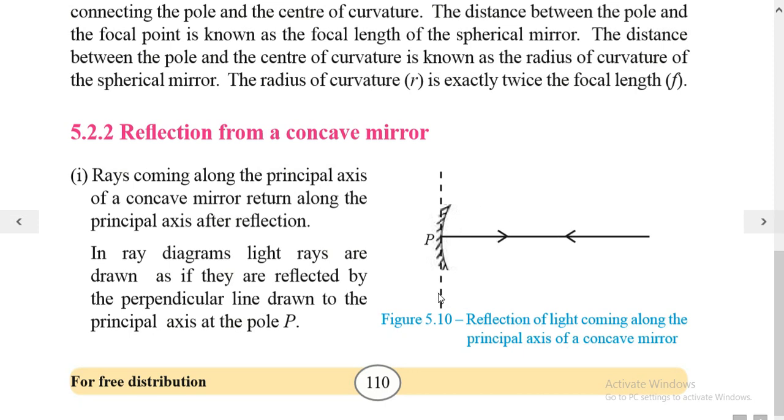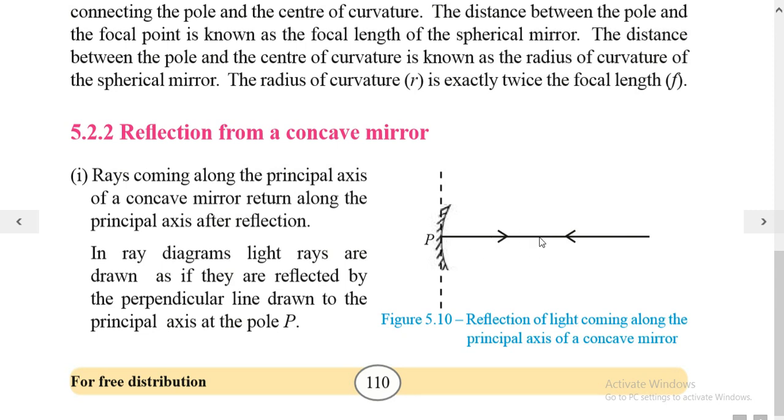The first one is given here. A single light ray is coming towards the concave mirror along the principal axis. After the reflection, it travels along the same path. That's the first one. What is the reason for that?